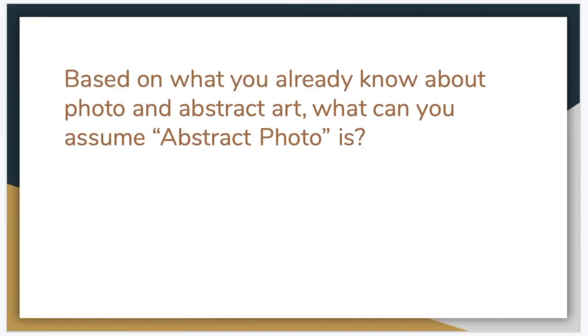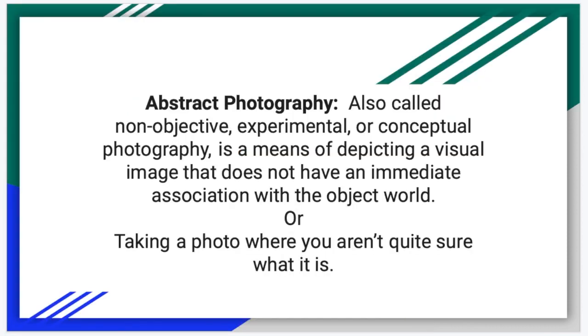So, based on what you know about abstract photo, I'm sure that you can think about what you think abstract photography is. Okay. So, abstract photography is also called non objective, experimental, conceptual. It means you're just depicting an image that you don't immediately know what it is. Okay. That's basically how I explain it to people. You're going to look at this image and it's going to take you a few minutes to figure out exactly what you're looking at. And it's more about how interesting it looks rather than what it is.